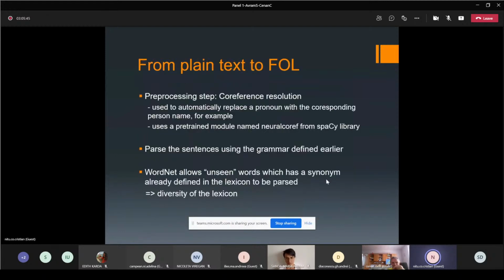The next step is to convert from plain text to first-order logic. We have a pre-processing step, a coreference resolution step, which is used to automatically replace a pronoun with the corresponding person name. In my case, it uses a pre-trained module named NeuralCoref from the spaCy library. We have to parse the sentences using the grammar defined earlier, and we use WordNet to parse the sentences which contain unseen words which were not defined explicitly in the lexicon, but which have a synonym already defined in the lexicon, so that they can be parsed.